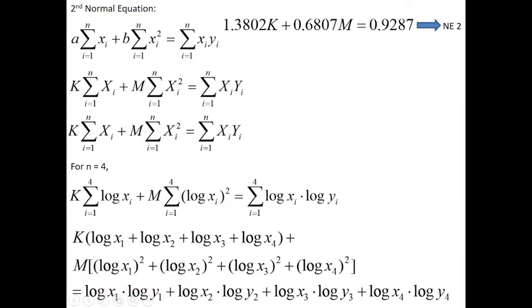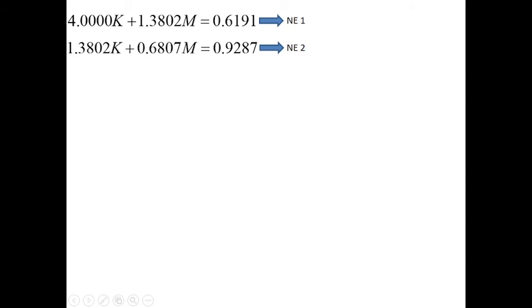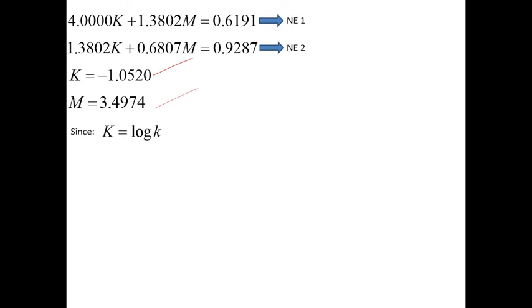After determining the two normal equations, we have to determine the values for k and m using any method. You can apply Cramer's rule, or an algebraic approach on how to solve this: substitution method, elimination method, Gauss-Seidel, Gauss-Jacobi, it's up to you. So this will now be the result. K is negative 1.0520, M is 3.4974. And since K equals log k and M equals M, no?